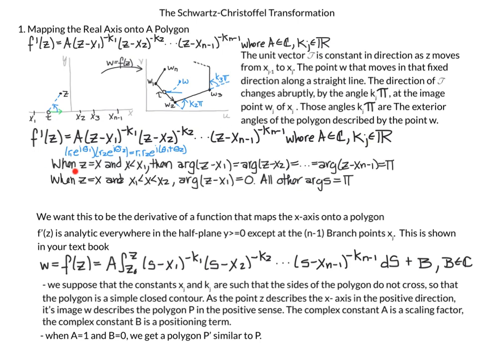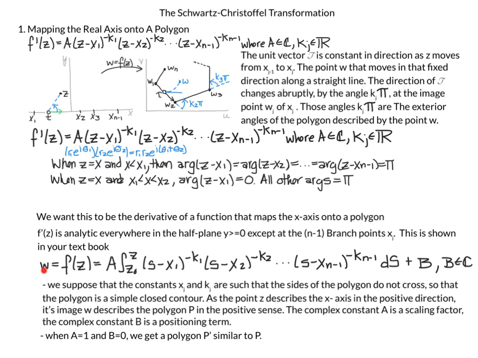So here I have our notes from our previous slide with f prime of z, and we want this function here, this a times z minus x1 to the minus k1, z minus x2 to the minus k2 up to z minus x sub n minus 1 to the minus k sub n minus 1, to be the derivative of a function that maps the x-axis to the polygon. F prime of z is analytic everywhere in the half plane y greater than 0, except at the n minus 1 branch points, x sub j. And this is shown in your textbook.